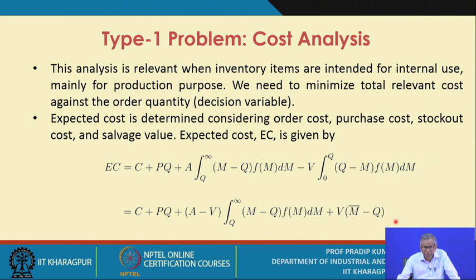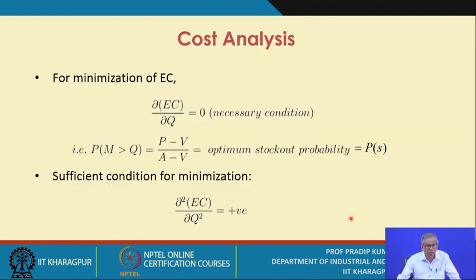We have simplified these expressions. After doing manipulations, we have these expressions: C plus PQ plus (A minus V) integration Q to infinity (M minus Q) f(M) dM plus V into (M bar minus Q). So, this is the average demand. Okay. So, this is the expression.